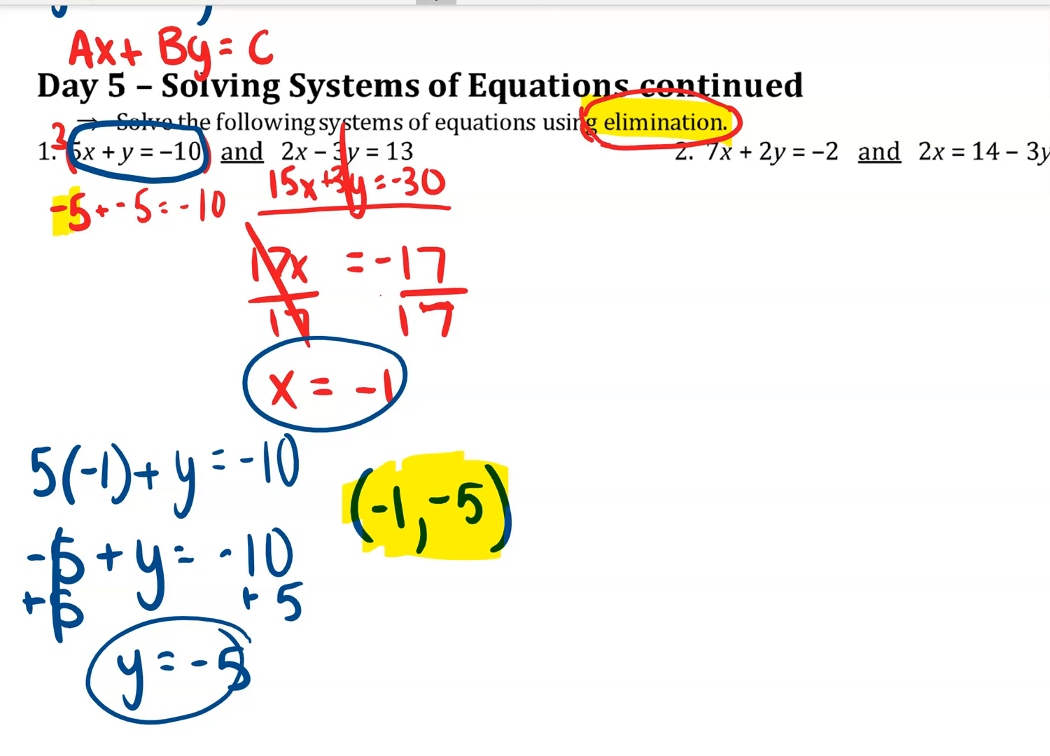You also want to make sure it works for both equations, because working for just one equation means it could be on that line. Doesn't necessarily mean it's on both lines. So plug -1 in. 2 times -1 is -2. Plug -5 in. -3 times -5 is +15. -2 plus 15 is 13. So it works, which means that is the correct answer.